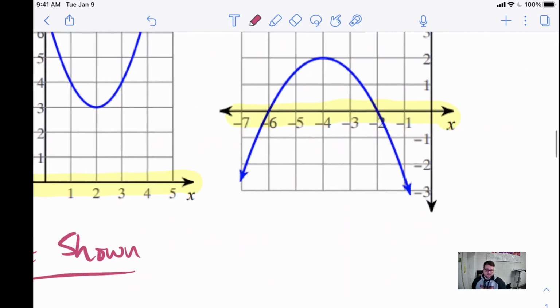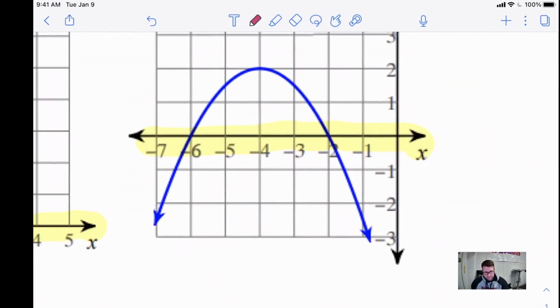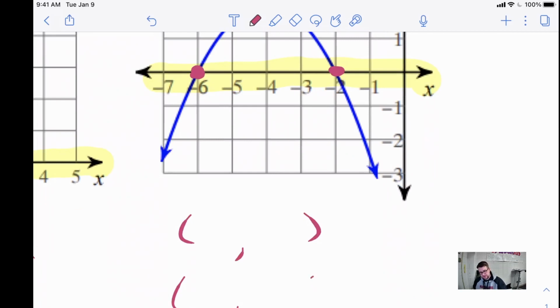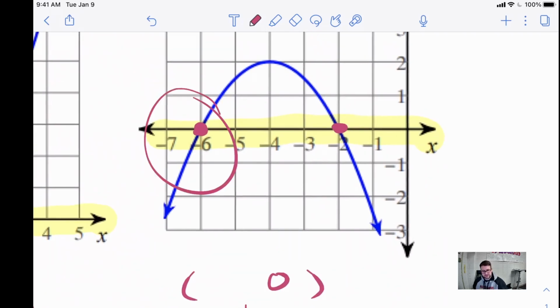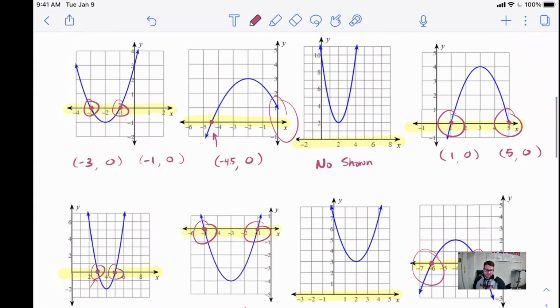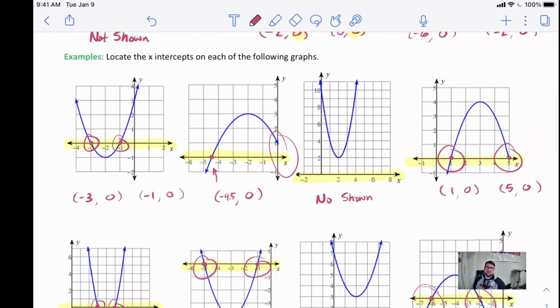Last but not least, here it is. Coming over here, looks like we get 2 x-intercepts. So we need 2 sets of parentheses, and we need 2 zeros in the second slot. Looks like our first answer here is -6. Looks like our second one is -2. And you're done. So it's relatively easy to identify those x-intercepts if you have a nice graph.